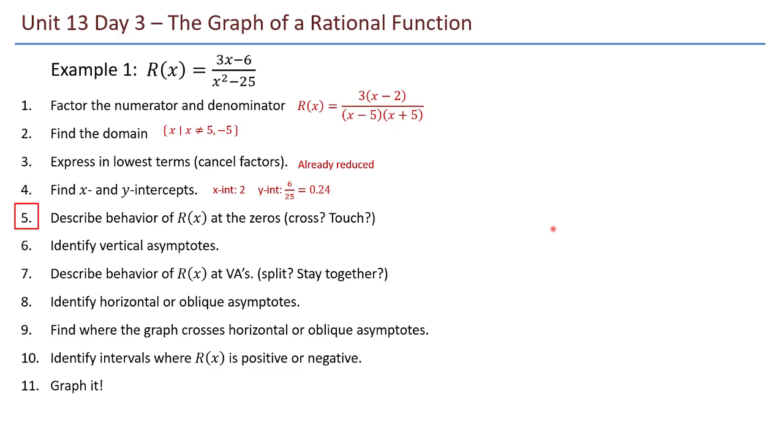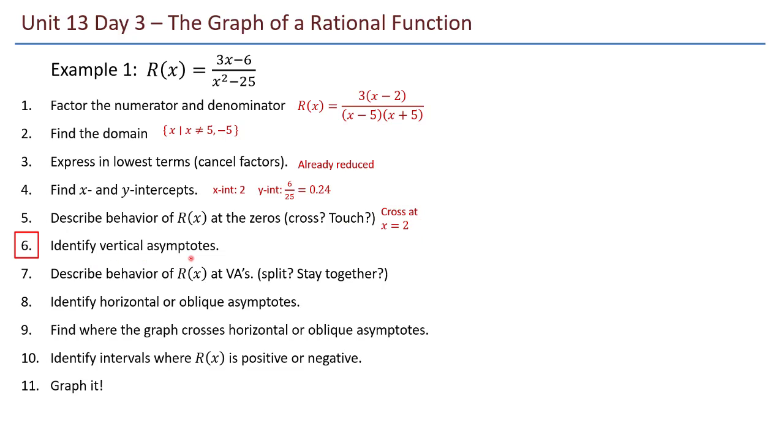Moving on, number 5, let's describe the behavior of this function at the zeros. Does it cross or does it touch? The way I determine that is, again, by looking at the numerator and looking at multiplicity. This numerator, where it's 0, that has multiplicity 1. Something has multiplicity 1, that's when it crosses. Now remember, odd multiplicity means that the graph crosses. Even multiplicity means that the graph touches. So in this case, it'll just cross. Cross at x equals 2.